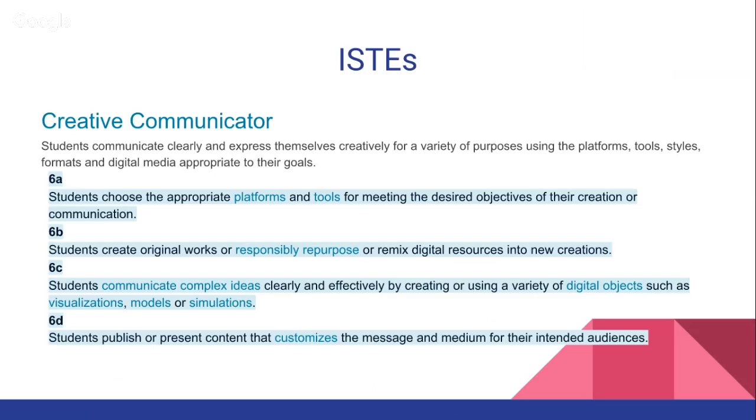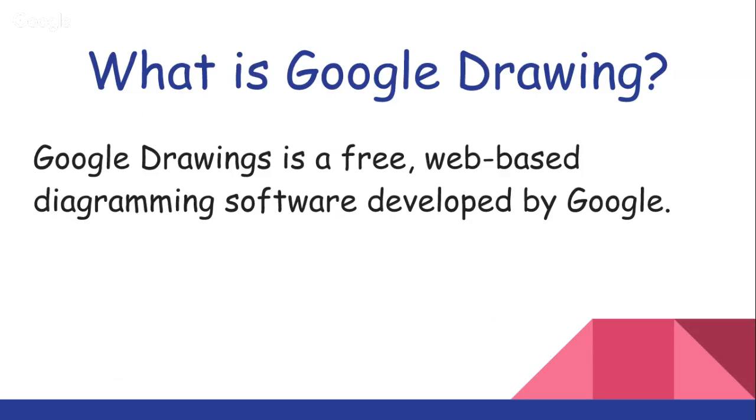creation or communication. 6B, students create original work or responsibly repurpose or mix digital resources into new creations. 6C, students communicate complex ideas clearly and effectively by creating or using a variety of digital objects such as visualizations, models, and simulations. And 6D, students publish or present content that customizes the message and medium for their intended audience. And I'm going to be doing my presentation on Google Drawing.